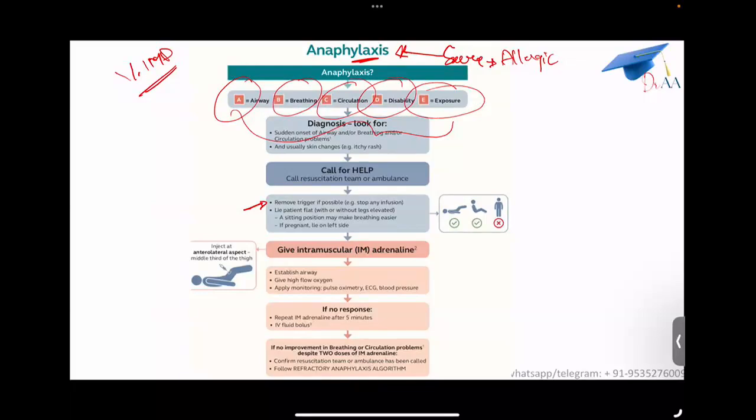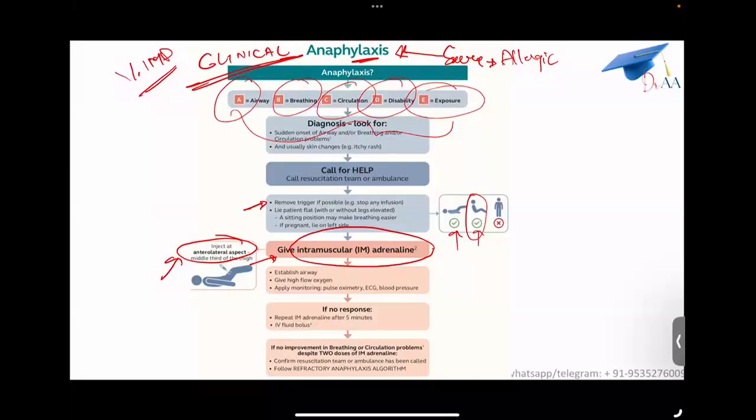The first medication you give is IM, that is intramuscular, adrenaline, to the anterolateral aspect of the thigh. The position is very important, and make sure the patient is at least sitting or lying down. Ideally, he should be in lying position, if not in sitting position. IM adrenaline needs to be given to any patient who is suspected to have anaphylaxis. You need not get any investigation to diagnose anaphylaxis. Anaphylaxis is a clinical diagnosis, so no investigation is required at all.